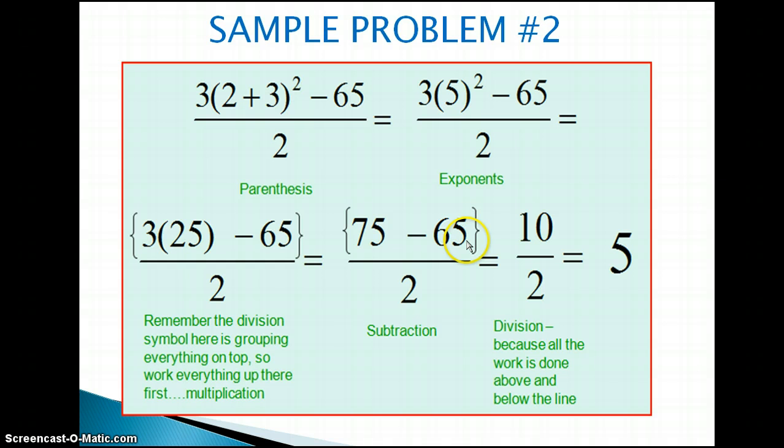Okay, and now we can do the subtraction up there and finally get a number for the numerator of our fraction problem, which is 10. Now we can finally take care of this fraction problem. 10 divided by 2 equals 5. Now if there had been another expression down on the bottom, we would have had to also simplify that first before we got to this last step where we do the final division.